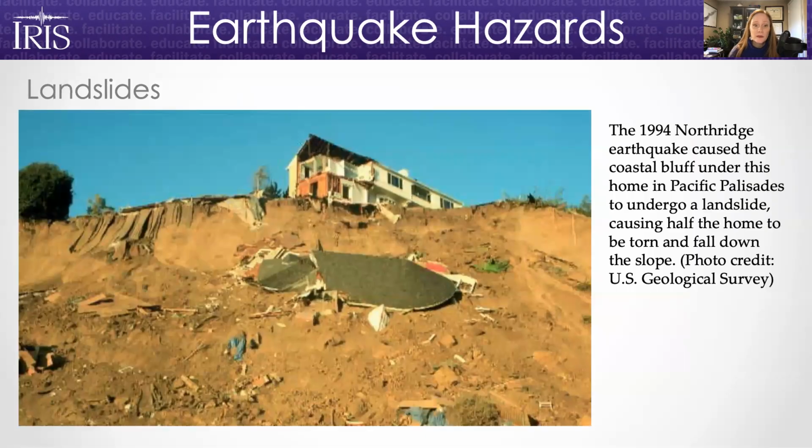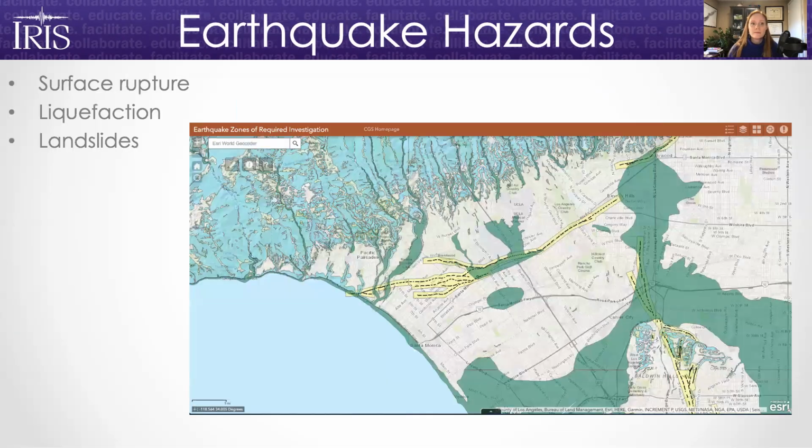Landslides can also be a big problem. So the 1994 Northridge earthquake caused the coastal bluff under this home in the Pacific Palisades to undergo a landslide, which tore the house in half. So this is a real problem on steep slopes.